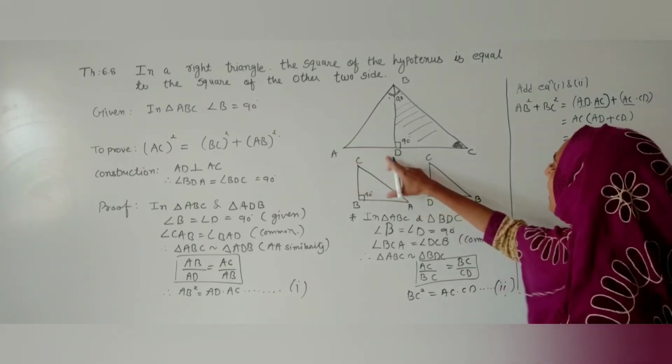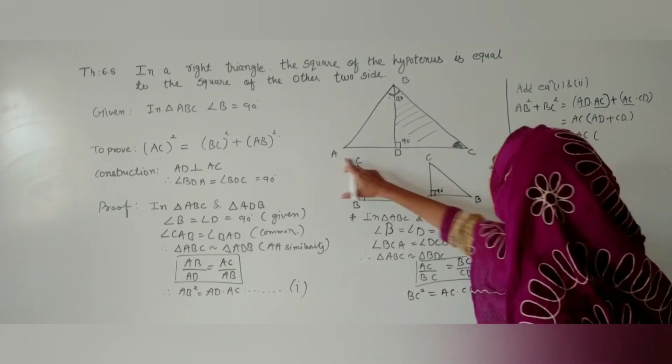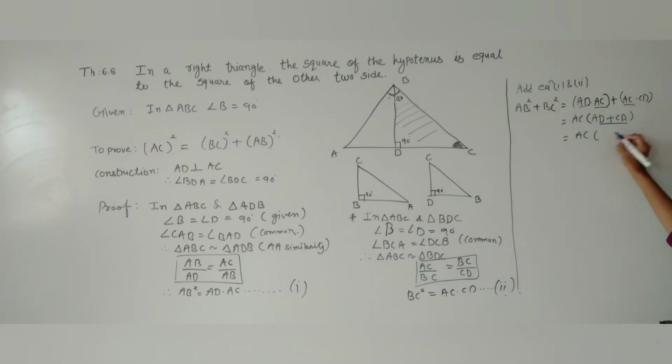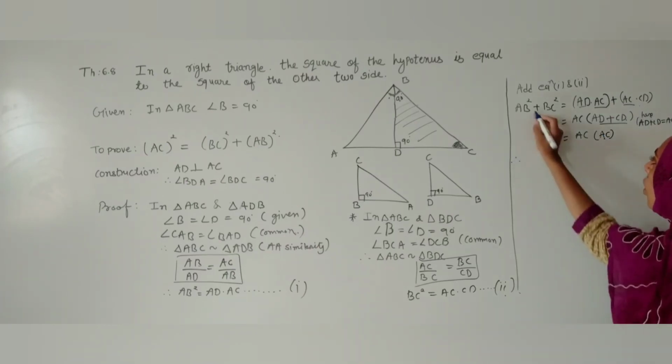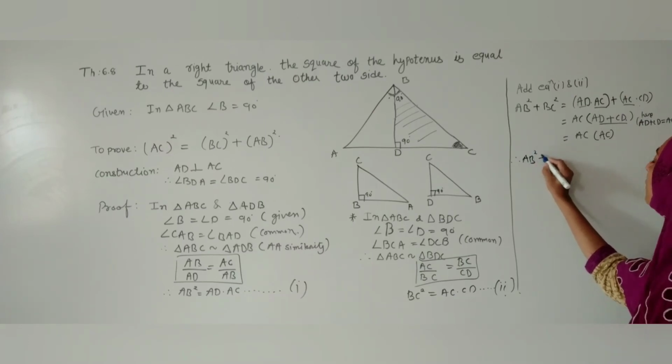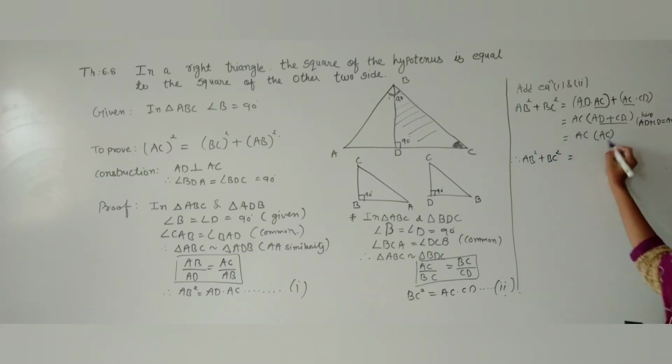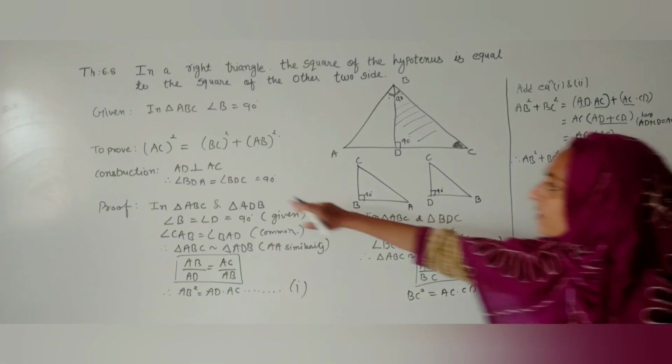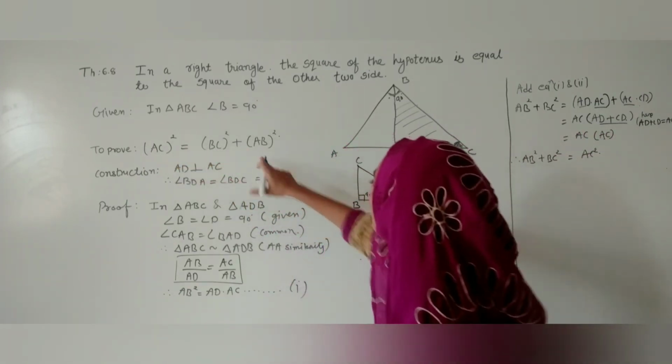Now we see AD plus DC is making AC. So in place of this, in brackets you can also mention that AD plus CD is equal to AC. In brackets, if you want to write, you can write. So let me write AC. So here we got AB square plus BC square, and that will be equal to AC square. So here AC square is equal to BC square plus AB square.